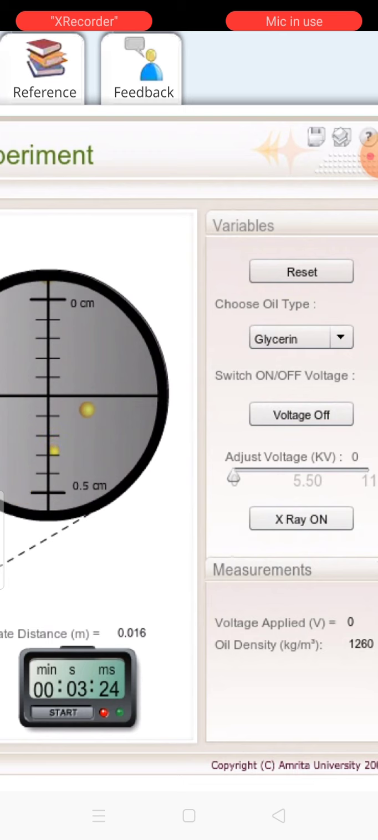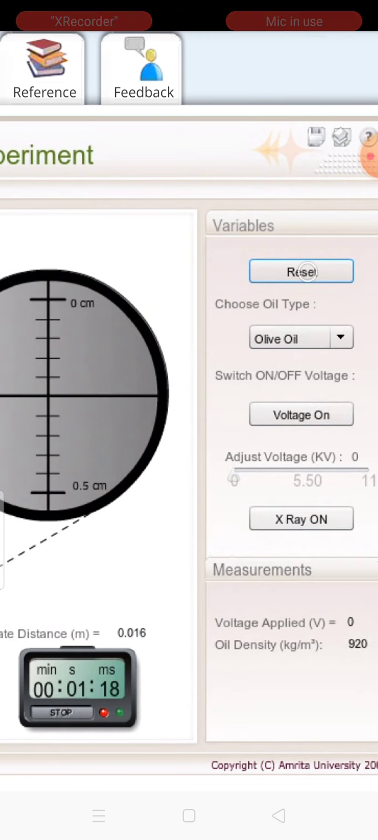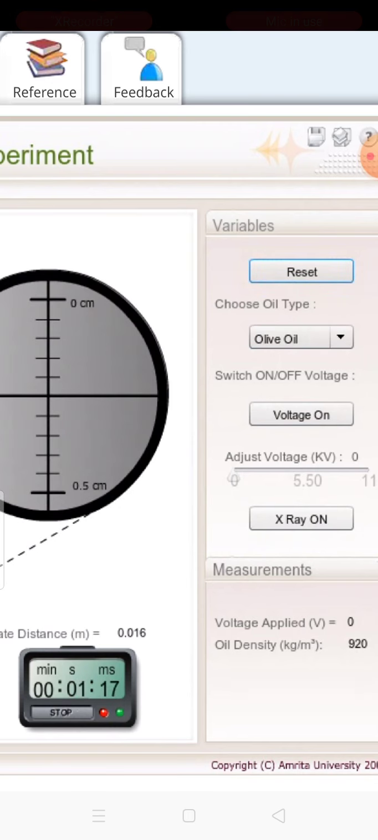As I have already mentioned, here oil density in kg per meter cube is 1260. Here we have not applied any voltage. You can use the slider, reset it, start it, choose a particular oil, say olive oil, voltage on, then using the slider you can set the voltage.